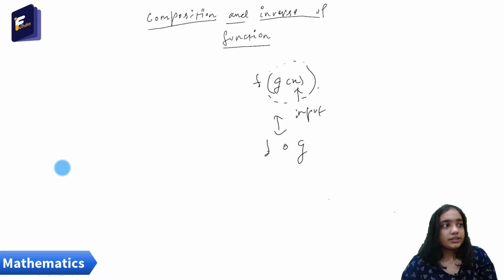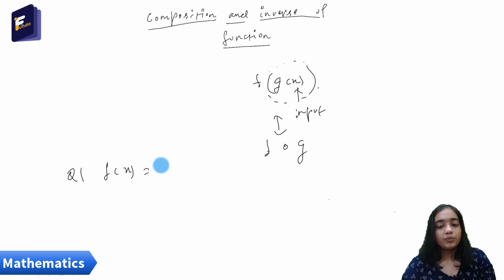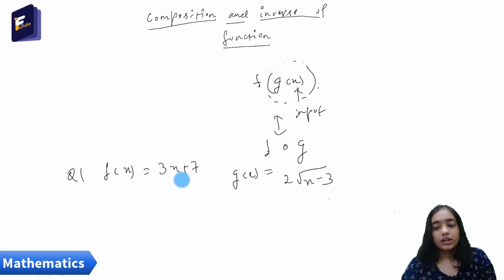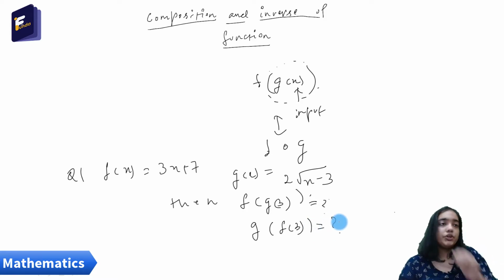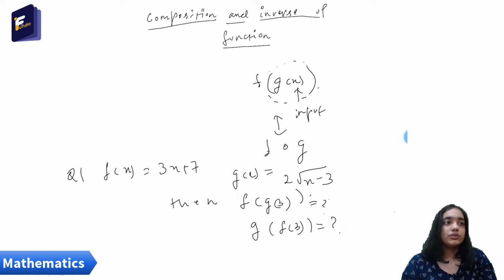So let's proceed with one question. If f of x equals 3x plus 7, g of x equals 2 root x minus 3, then f of g of 3 is equal to what? And g of f of 3 equals what? You may pause the video and think about the solution of this question.